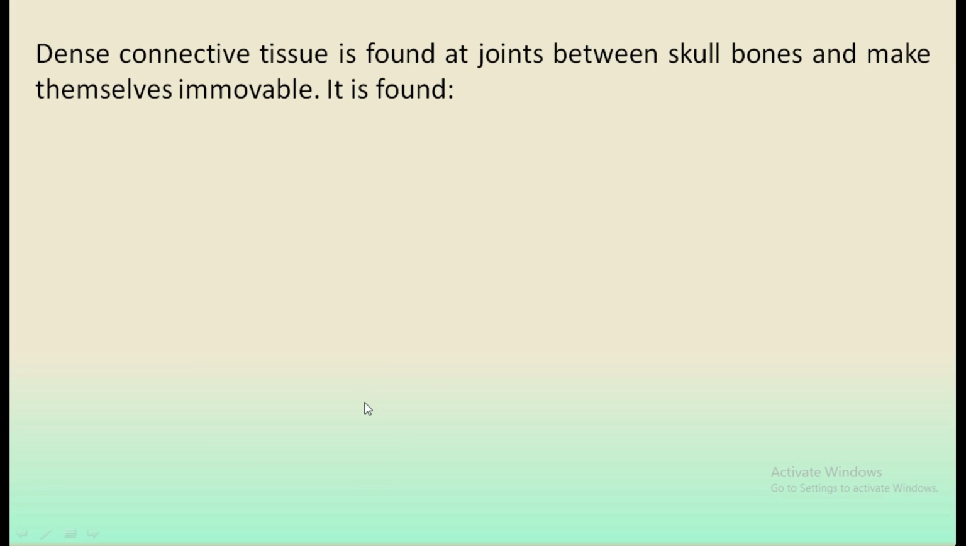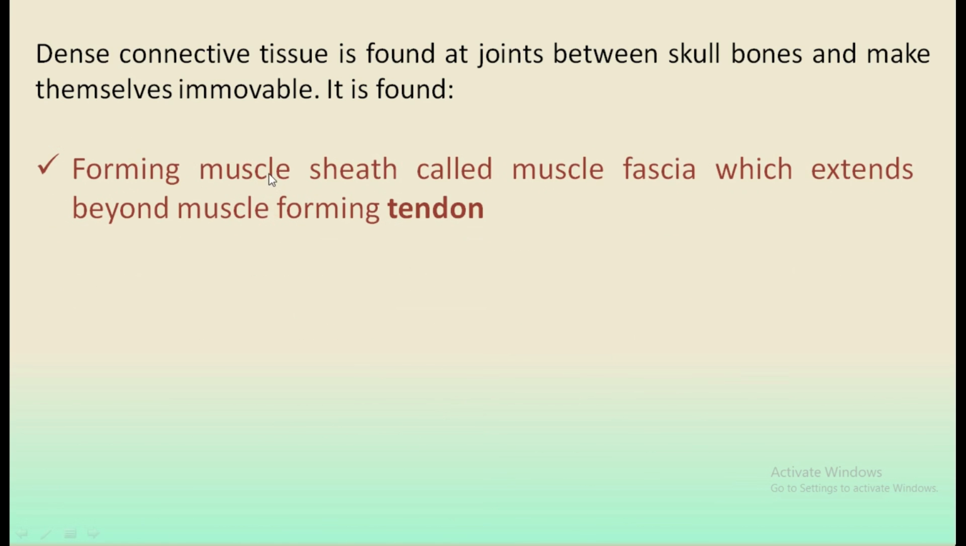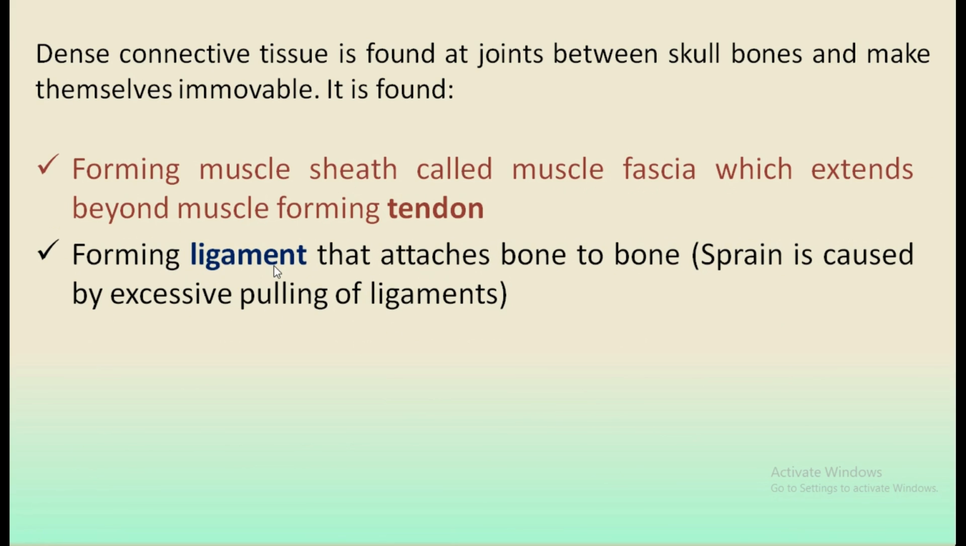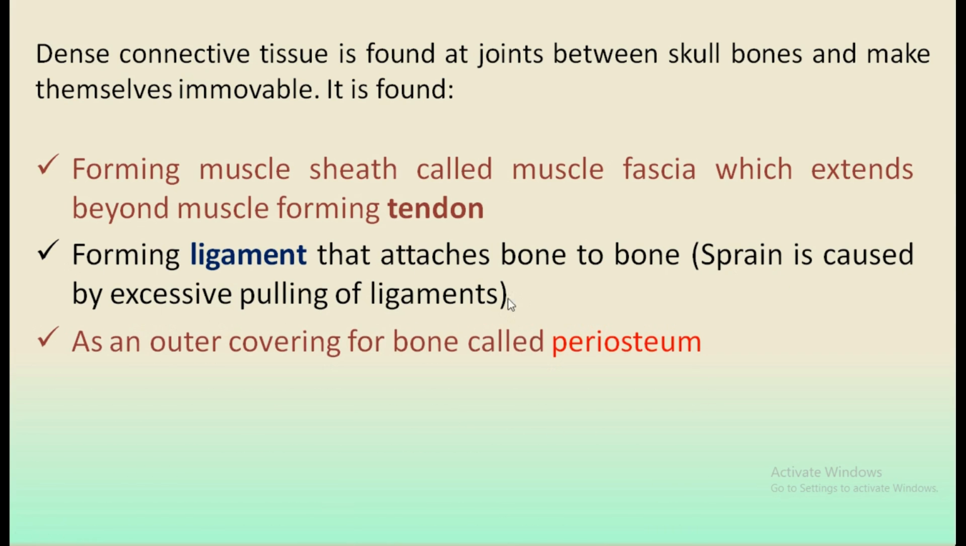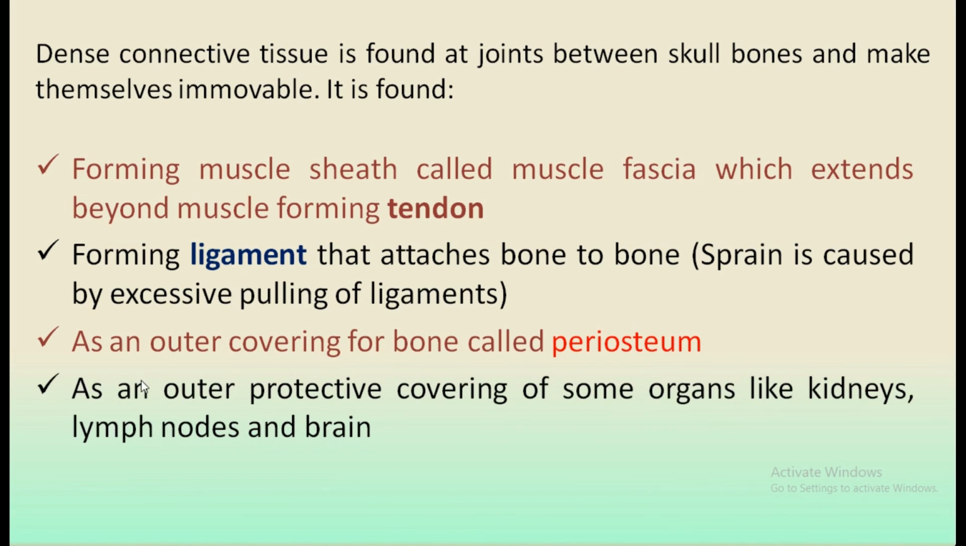The dense connective tissue is found at joints between the skull bones, making them immovable, and it is also found forming muscle sheath called muscle fascia, which extends beyond the muscle forming a tendon, and forming ligaments that attach bone to bone. Here let me mention that sprain is caused by excessive pulling of ligaments. Dense connective tissue is also found as an outer covering for bone, which is called periosteum, and as an outer protective covering of some organs like kidneys, lymph nodes, and the brain.